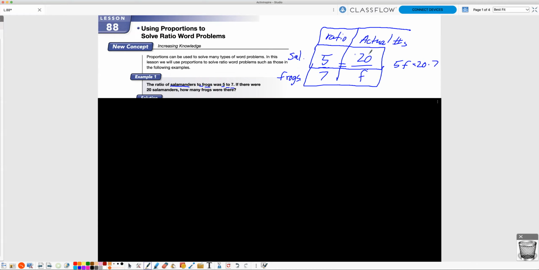You could also do this. 20 divided by 5 is 4. So that means 5 times 4 is 20. You have to multiply this times 4 to determine what f is going to be equal to. So 7 times 4 means that f is 28. So that means there were 28 frogs in the real world, if there were 20 salamanders, and the ratio was 5 to 7 as we started out.